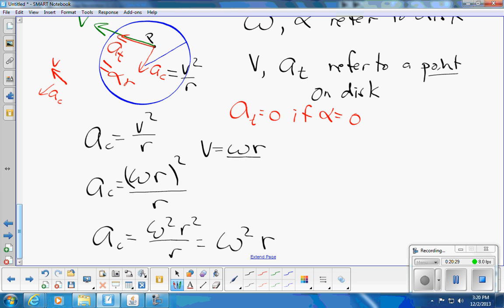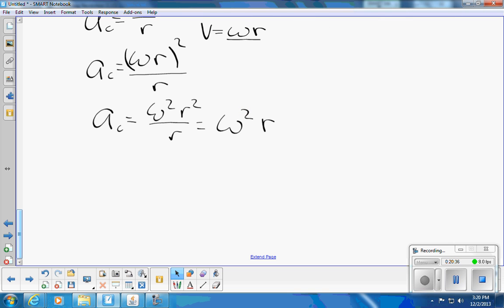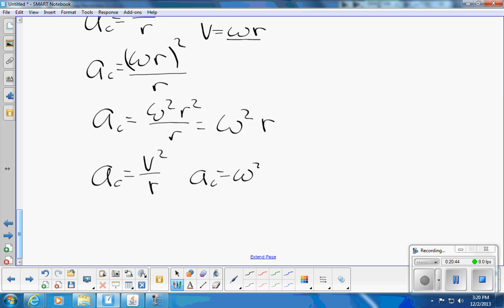Okie doke. So we have two different ways we can express centripetal acceleration. This is nothing new. I'm going to write them both in the same place here. A_c is v squared over r, or I can write omega squared times r. These are just different ways of writing the same thing, and those are both centripetal acceleration.